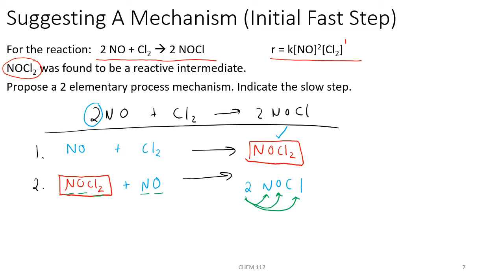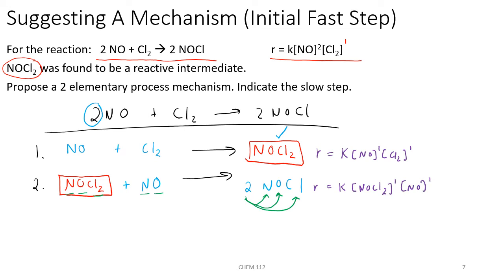Recall that your reactive intermediate will never be seen in your overall equation because it's on the left and the right-hand side. So you can think about it like it cancels out when you add them together. And if we were to write the individual rate laws for the steps, we can look at the species and the coefficients in there. So the rate law for step number 1 would be R equals K times the concentration of NO raised to the first order times the concentration of Cl2 raised to the first order. If we were to write the rate law for step number 2, that would be R equals K times the concentration of NOCl2 raised to the first order times the concentration of NO raised to the first order.